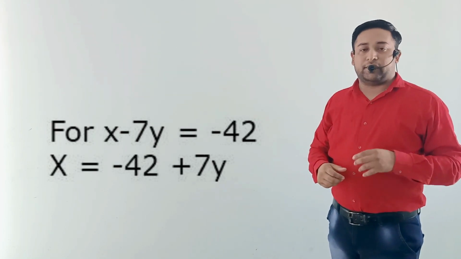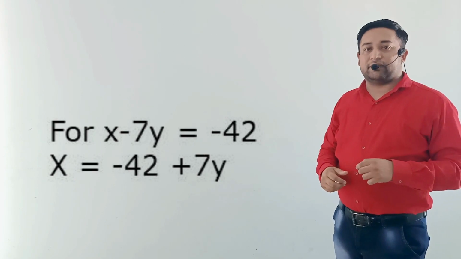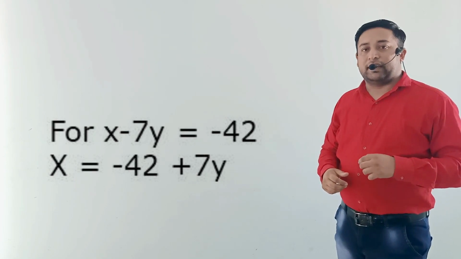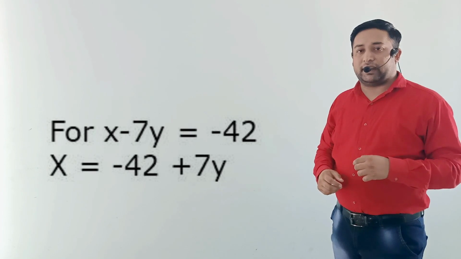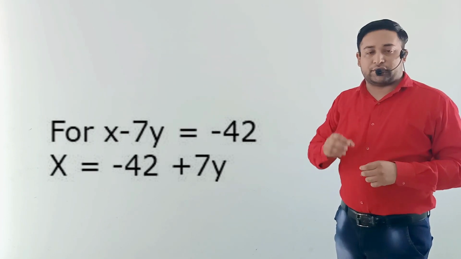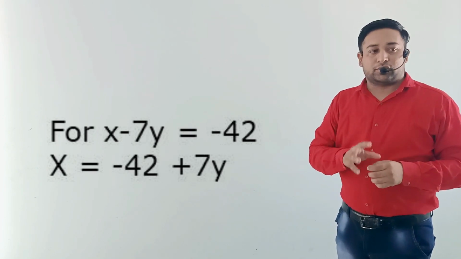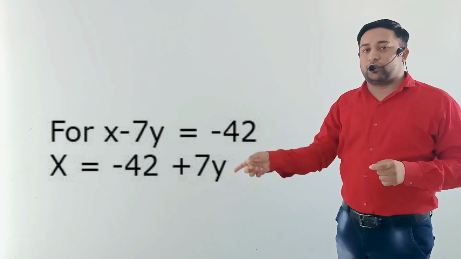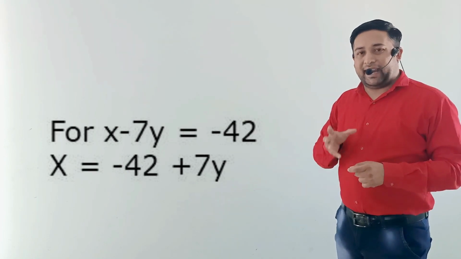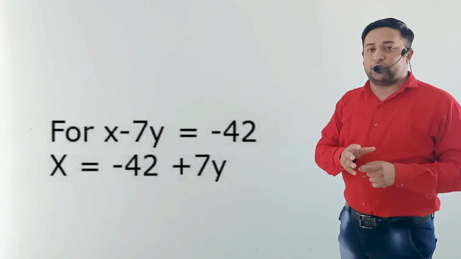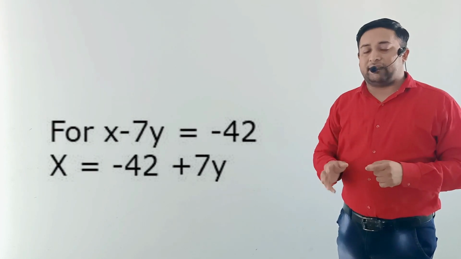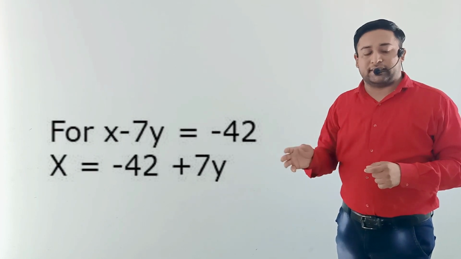So here in the first equation, x minus 7y is equal to minus 42. Let's convert it into x form. So minus 7y will go to the other side, and it becomes x is equal to minus 42 plus 7y.